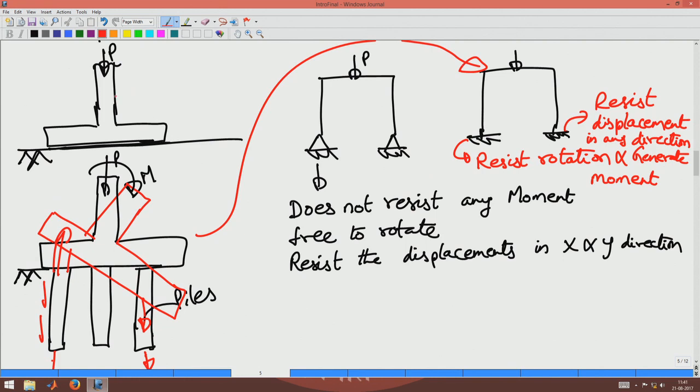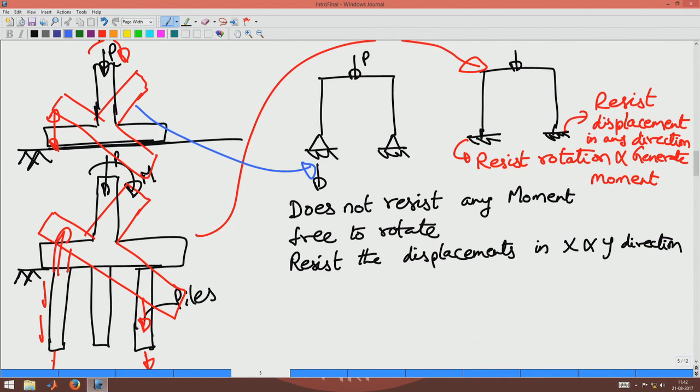Okay. On the other hand, here if I have a moment, this one is free to rotate and it will rotate like this. There is nothing that prevents this from lifting up. There is something preventing it from going down, but that will cause failure of the foundation rather than preventing uplift. Okay. So, when there is a moment coming in here, this is what will happen. Here it does not resist the moment. So, the appropriate idealization for this scenario is the hinged boundary condition.